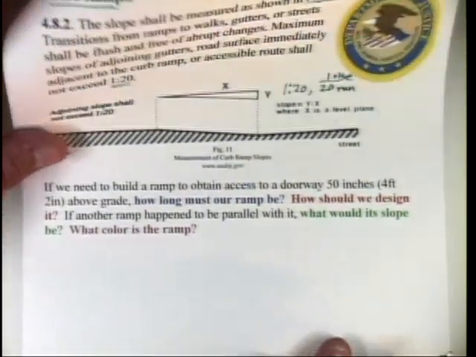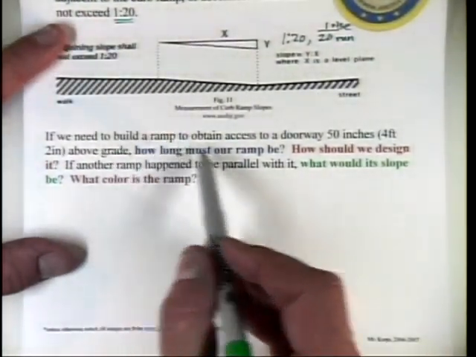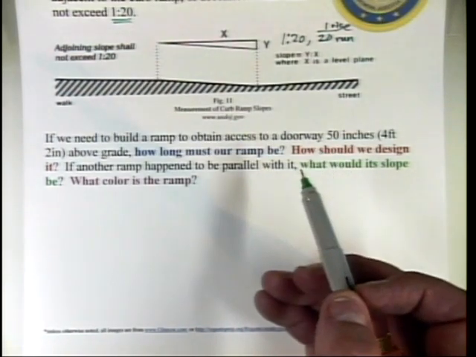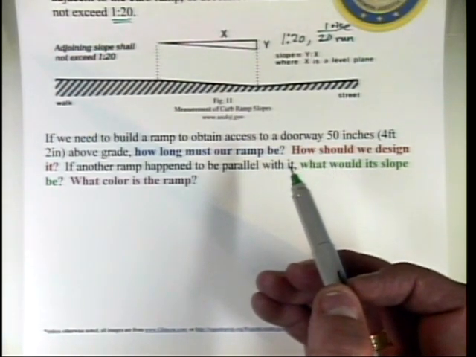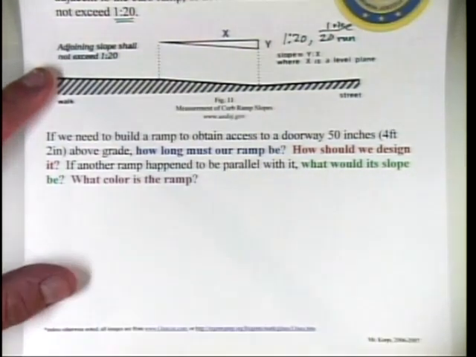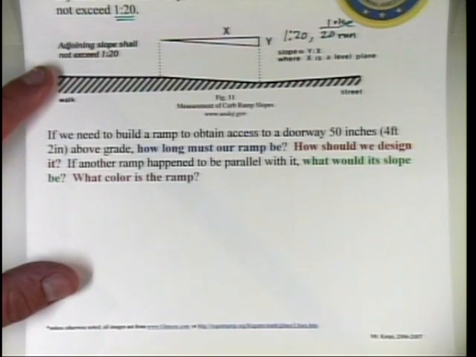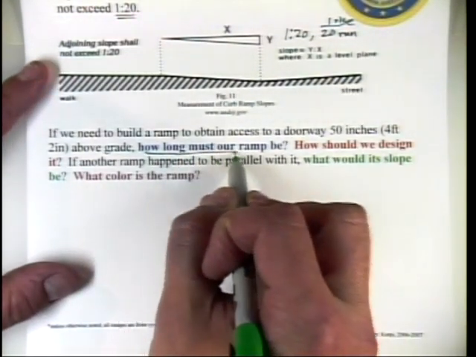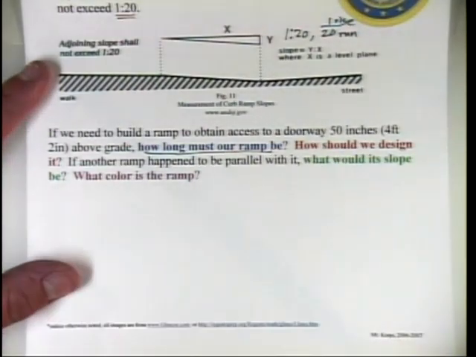Okay? Well, here's our scenario. We need to build a ramp to obtain access to a doorway that is 50 inches, which is really 4 foot 2 inches, above grade. So let's say we have a door that we need access to for everybody. We can't just build stairs because they're not wheelchair accessible. So we need to build a ramp. The question is, how long does our ramp need to be? How should we design it?